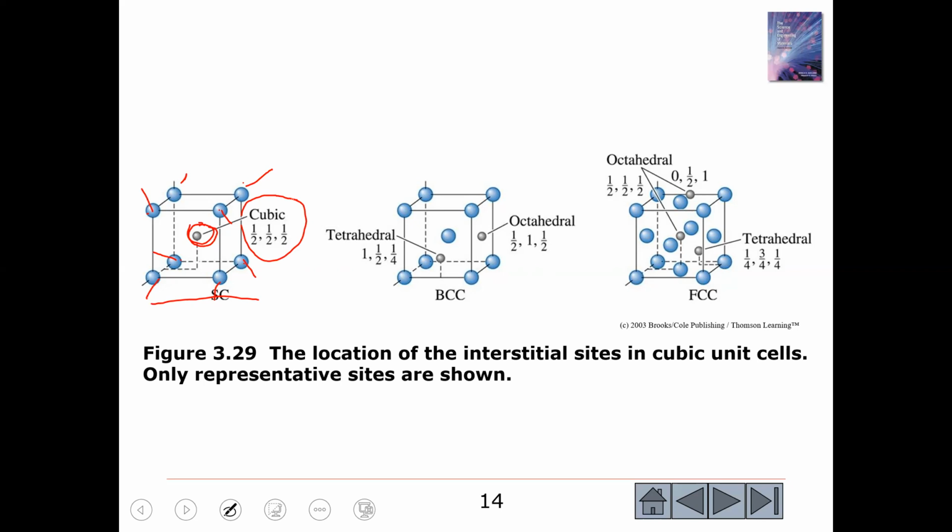When the interstitial atom touches 4 atoms, 1, 2, 3, 4, the site is called tetrahedral. Tetra means 4, hedral means sides. So if you draw a polygon around this site, you will end up with a 4-sided polygon.